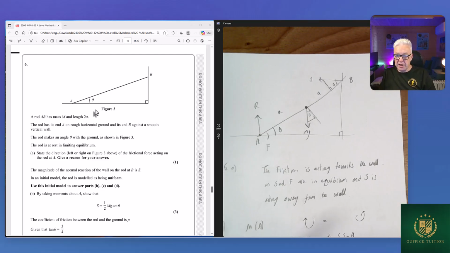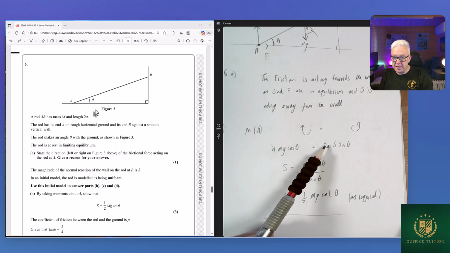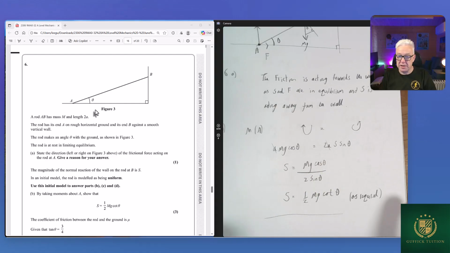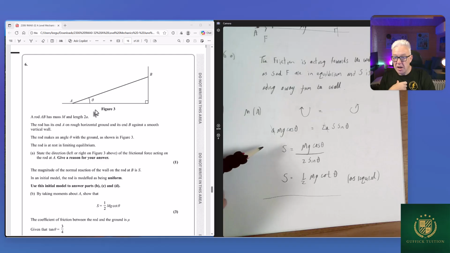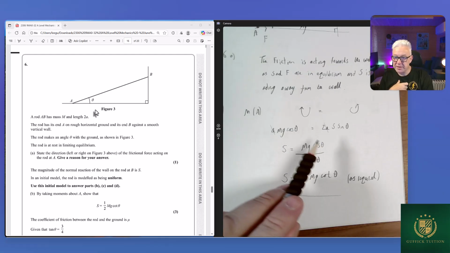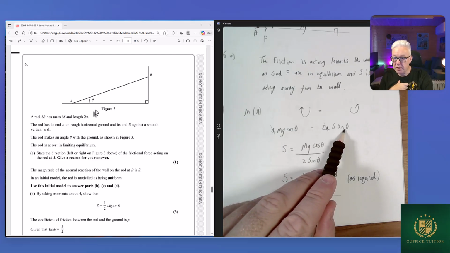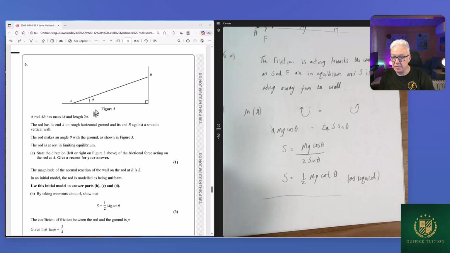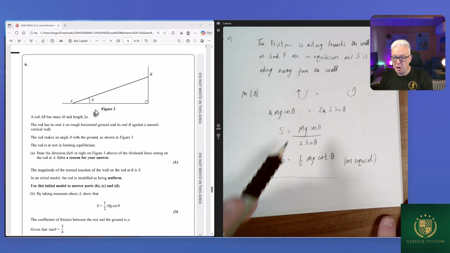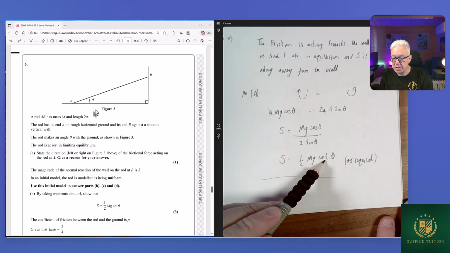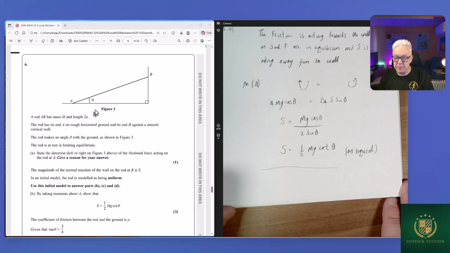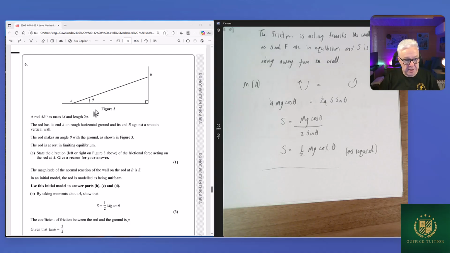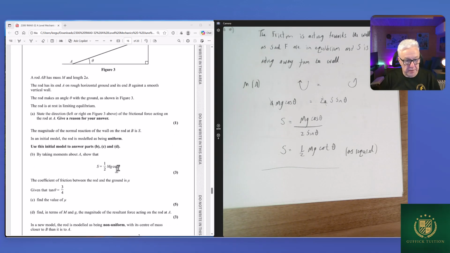Okay, that's fine. So let's write that down. So we've got 2a times S times sine theta. So we can cancel out a because it's in both sides of the equation, and we can divide both sides by 2 sine theta, in order to get S as the subject. Now cos divided by sine is cot, and we can rewrite that as 1/2 mg cot theta as required. Okay, so that is part B done for 3 marks.